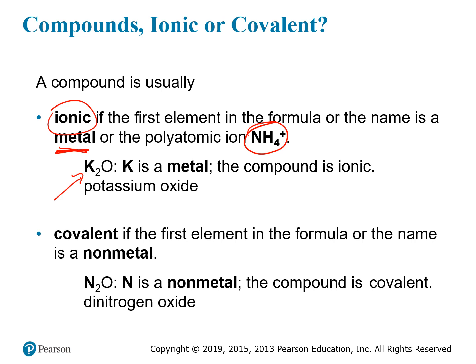If the first element in the formula or in the name is a nonmetal, then you're probably dealing with a covalent or molecular compound. You just have to make sure it's not this one exception with NH4. So you could say NH4Cl, for example. This is a formula, and it starts with a nonmetal technically because it starts with an N, but really it starts with NH4, which is ammonium, and that's an ion. So NH4Cl is an ionic compound. As long as you're aware of the exception with ammonium, if it begins with a metal, it's ionic. If it begins with a nonmetal, it's covalent. And that's really all you need to know.